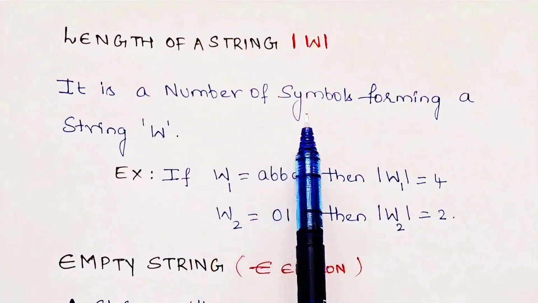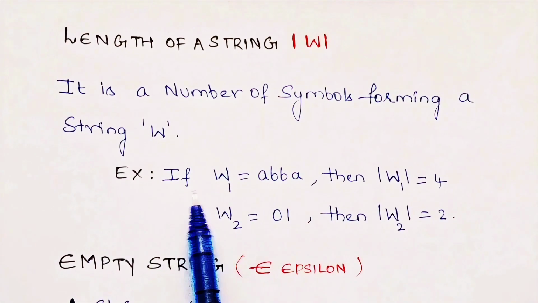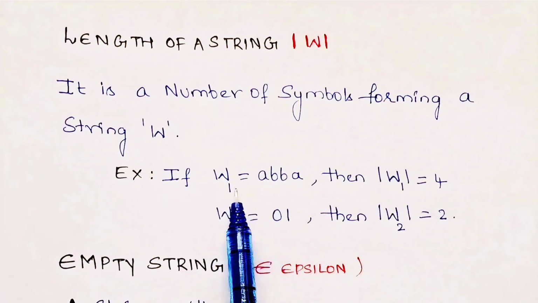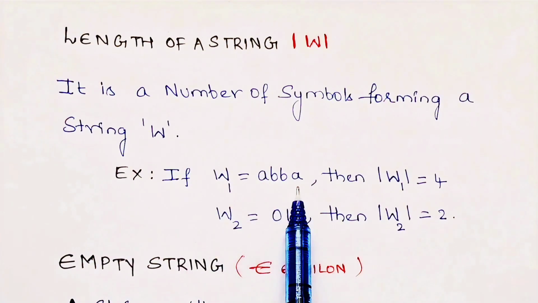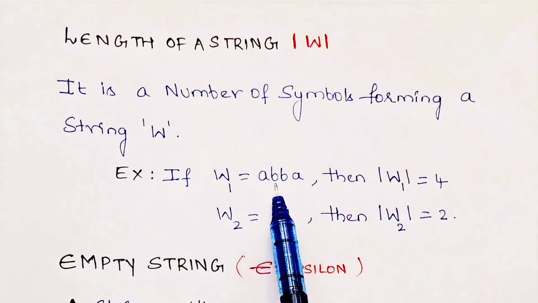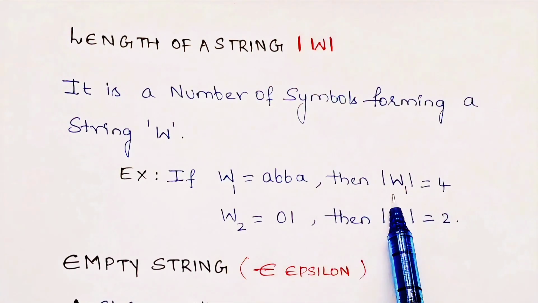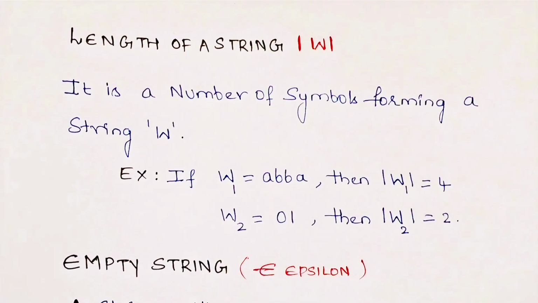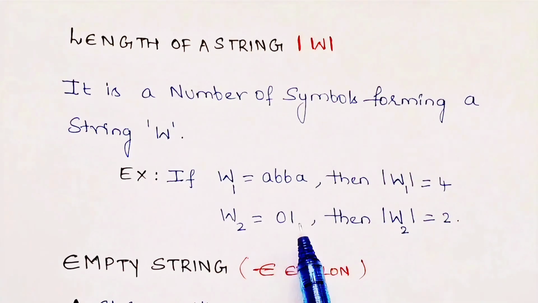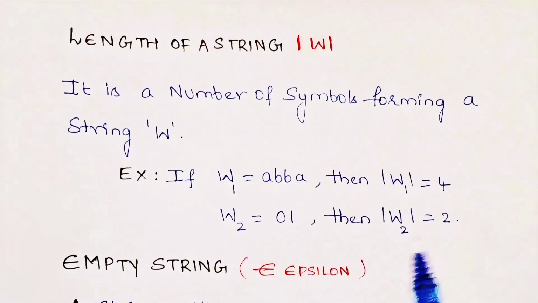Length of a string is denoted by modulus of w. It is defined as the number of symbols forming a string w. Here, let us consider two strings, w1 is equal to abba. Here we consider four input symbols a, b, b, a. Thus, the length of the string w1 is taken as 4. And the next string w2 is equal to 01. Here we consider two inputs 0 and 1. Thus, the length of the string w2 is taken as 2.